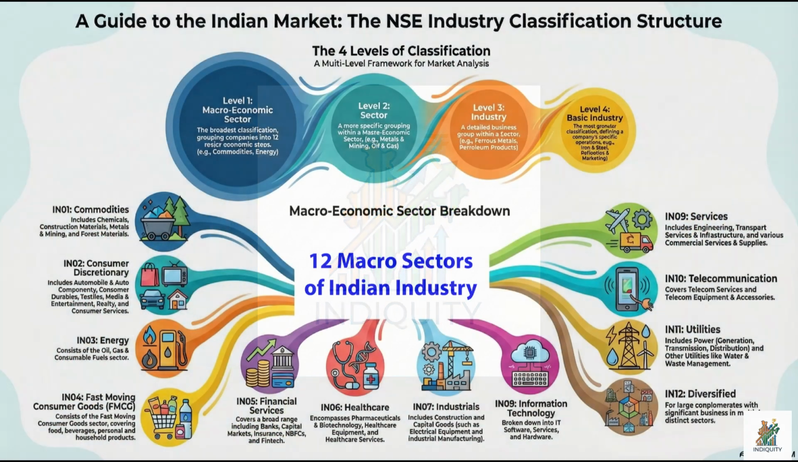Let's begin. Welcome to the second part of our video on Indian industry structure. We have seen 6 macro sectors: commodities, consumer discretionary, energy, FMCG, financial services, and healthcare. Let's now move on to know more about the remaining 6 macro sectors.